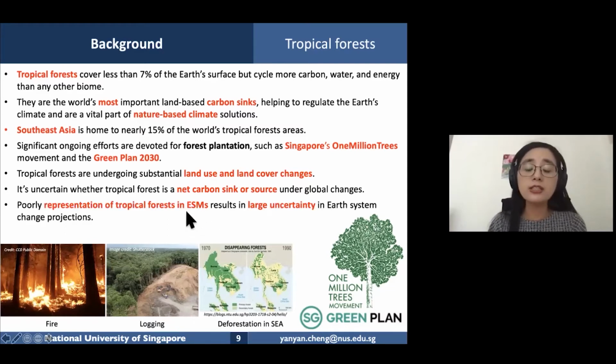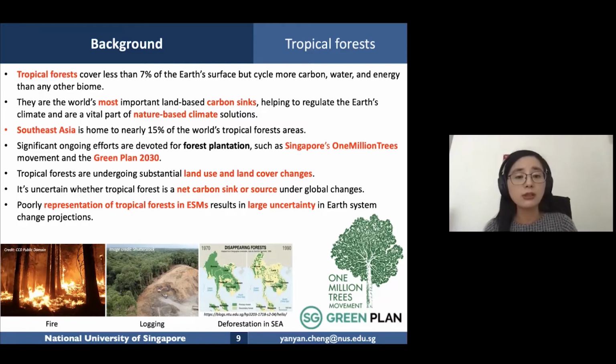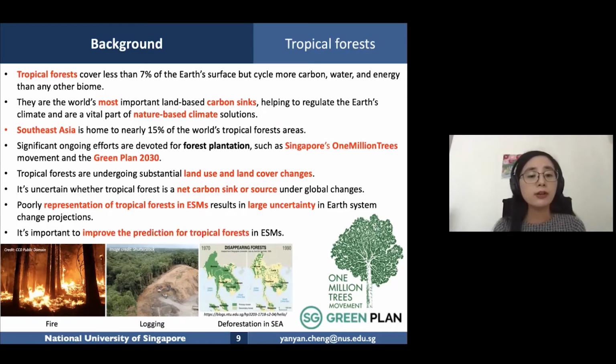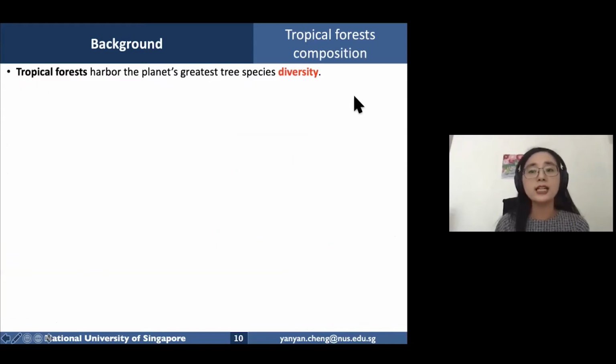And also the Earth system models, like I just mentioned earlier, are very effective tools to help us understand these global changes. But the tropical forest is very poorly represented in the models. So it will result in very large uncertainty in the future projections, and also in our understanding of all these processes. So it's very important for us to improve the prediction for the tropical forest in the Earth system models.